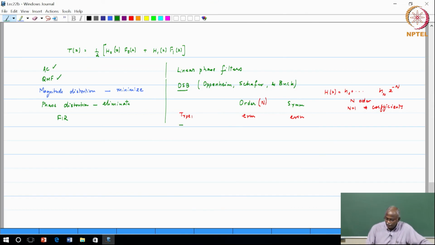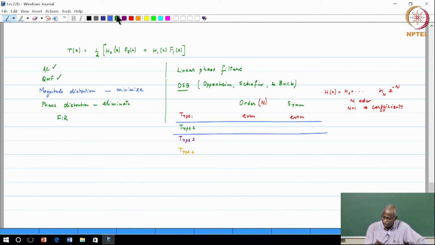And then you have type 2, type 3 and type 4. Please go through and fill in all of the categories. What is of interest to us is the type 2 case, and I will focus only on that. So type 2 is odd order and it is even symmetry.